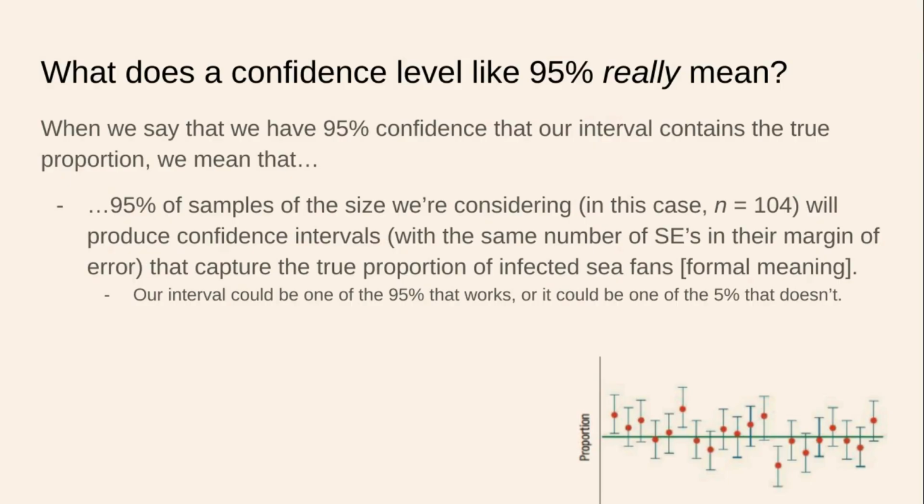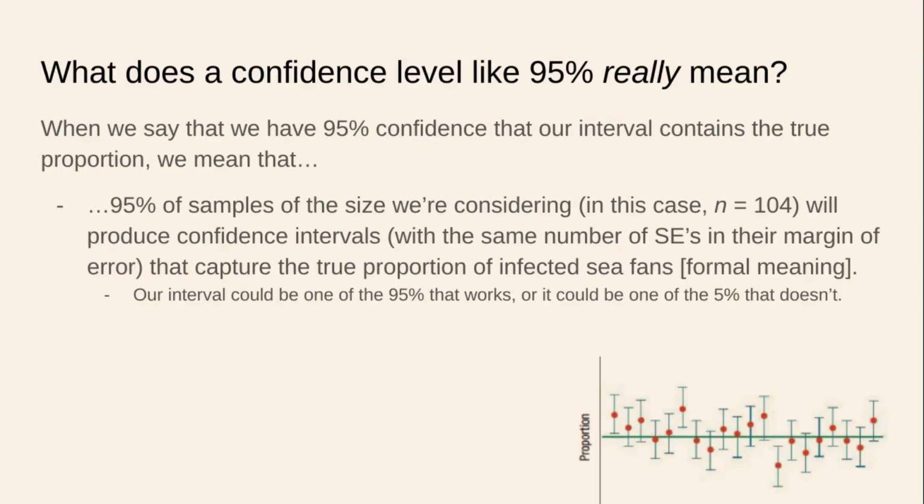95% of samples that we are considering will produce confidence intervals that capture the true population proportion, and 5% won't. That's what confidence level means precisely. Okay? So when we talk about confidence level, we're talking about the proportion of samples of the same size using the same number of standard errors in the margin of error that would capture the true proportion. All right, that's what our confidence interval is actually about.